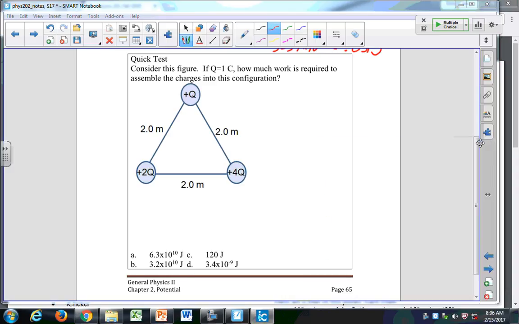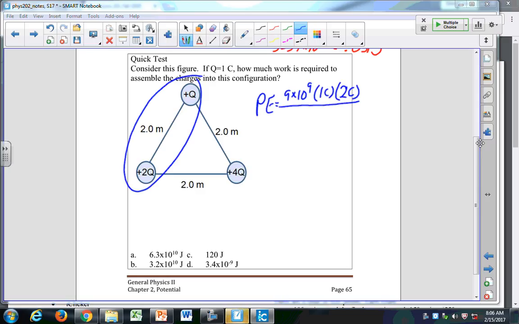Very good. All right, so we want to take each configuration of charges. Here, I'm just going to do one of them, and then I'll point out the other 2. I say PE is 9 times 10 to the 9th, Q is 1, so that's 1 coulomb times 2 coulombs divided by R, which is 2. That cancels there, and I'm left with 9 times 10 to the 9th. And then I do similarly for this one, and I'll get 18 times 10 to the 9th?